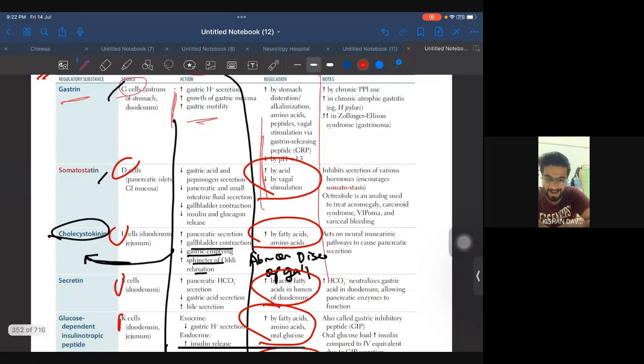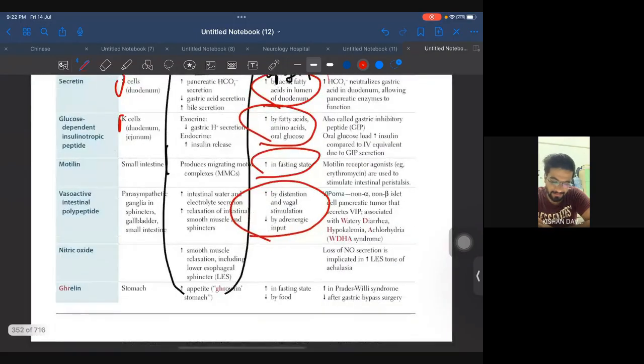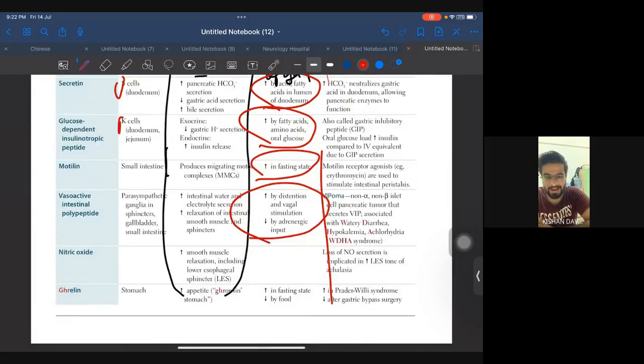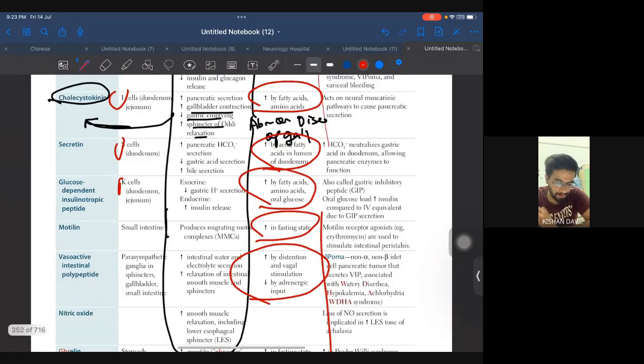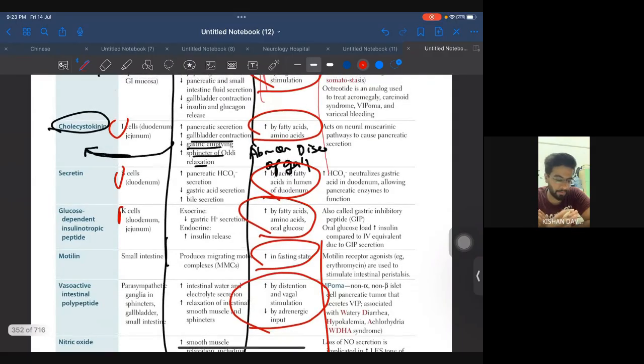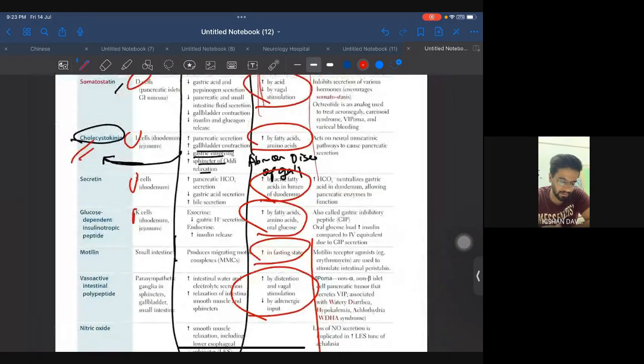So just know the actions, the cells, and the regulation. The rest, all in this extra part, you can avoid. I'll cover whatever is there in the extra part later. So mark my word, pay proper attention to the action here. They will ask this question. The most common they will ask is cholecystitis.